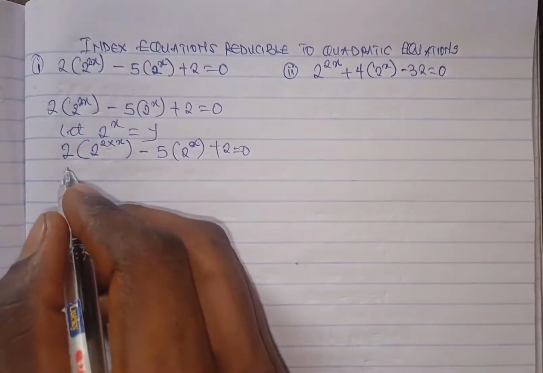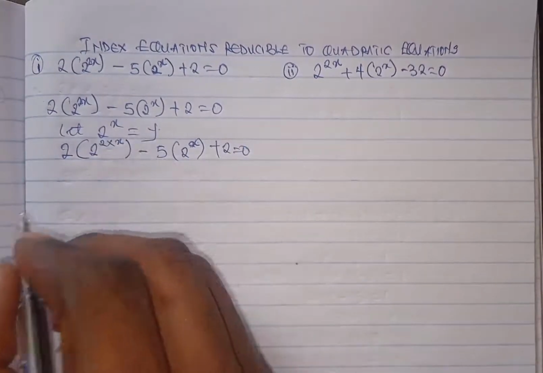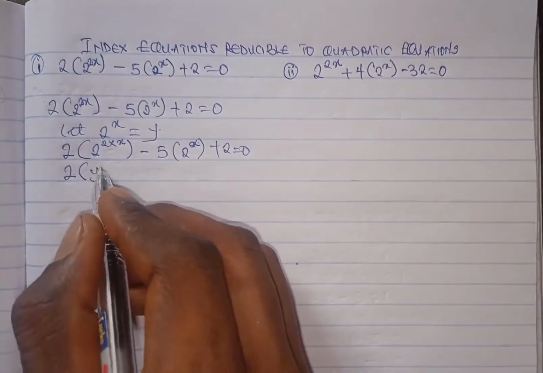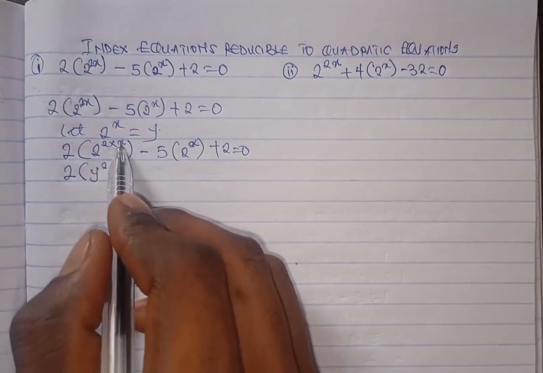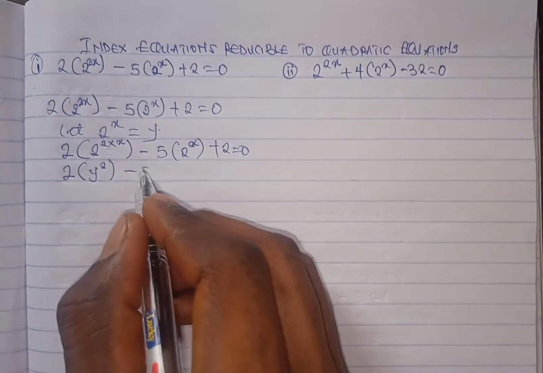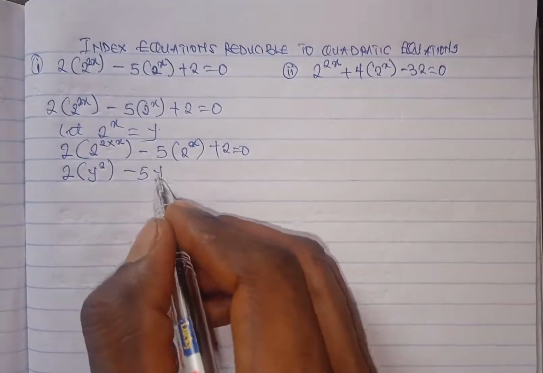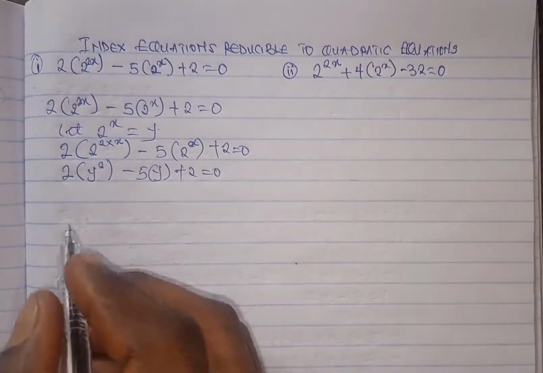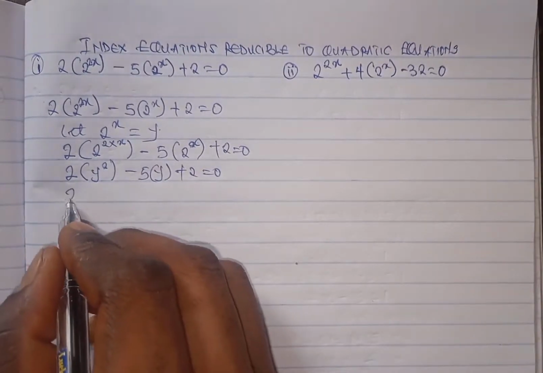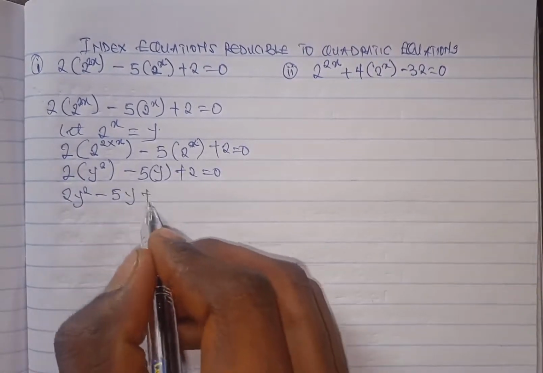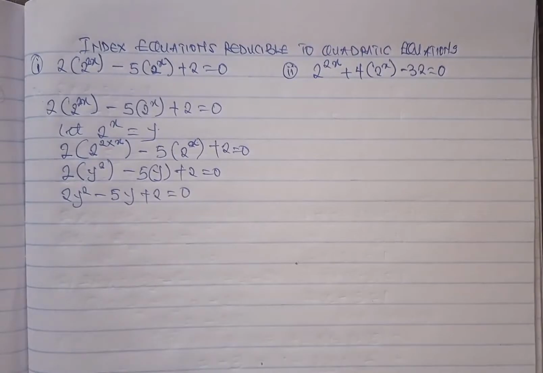Since you said 2 raised to the power of x is equal to y, or any alphabet you want, you have 2 into y squared. Don't forget that 2 raised to the power of x is y. Then this 2 will still be there. Then minus 5 into 2 raised to the power of x, which is y. Then plus 2, which is equal to 0. Now we are going to have 2y squared minus 5y plus 2, which is equal to 0. As you can see, this is a quadratic equation.